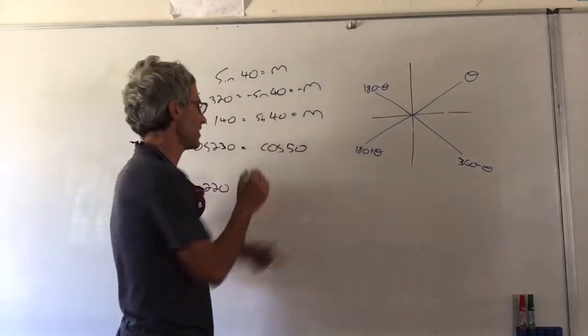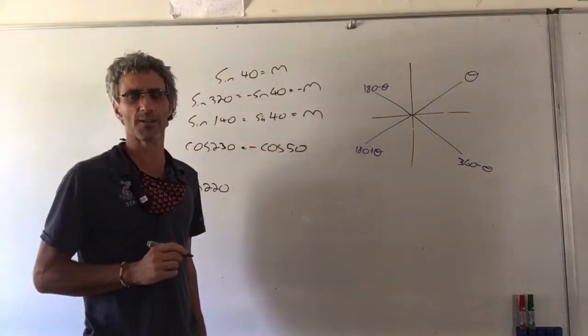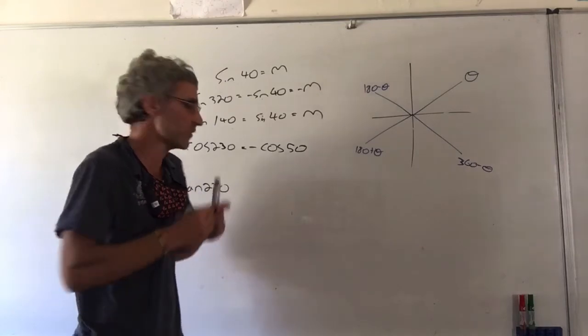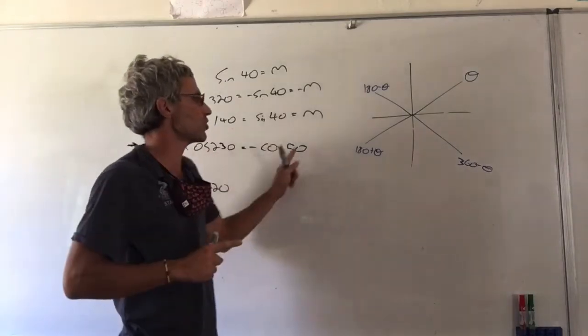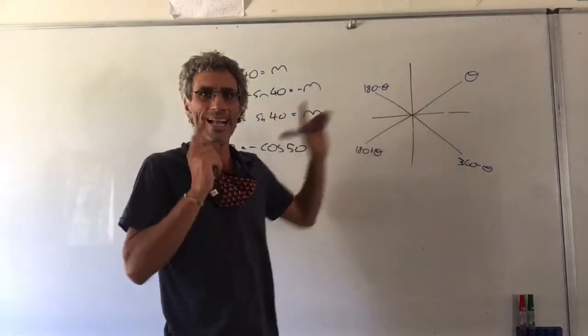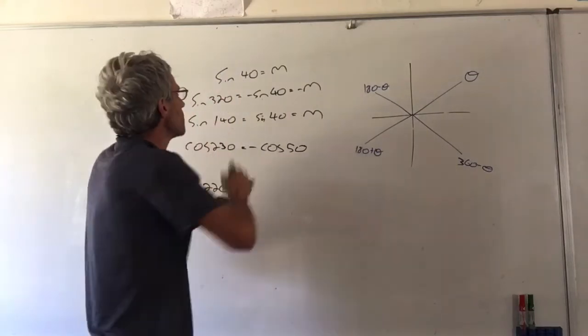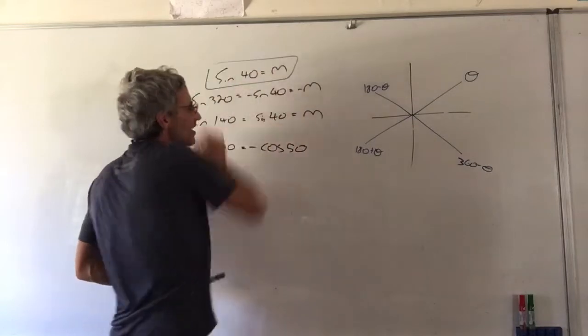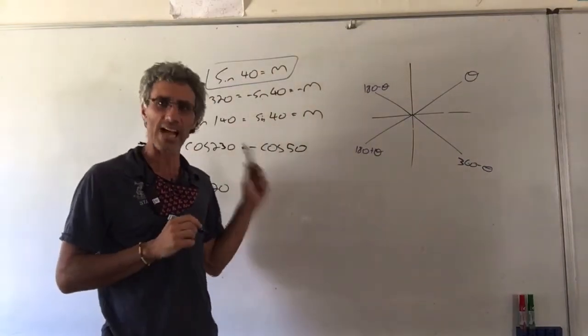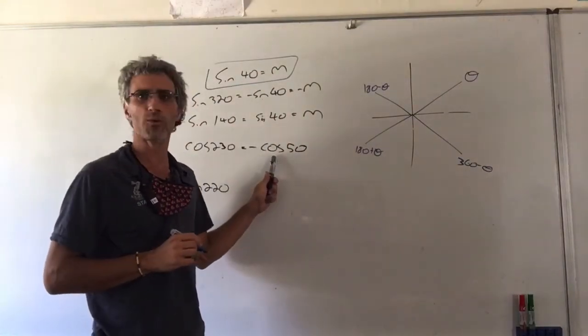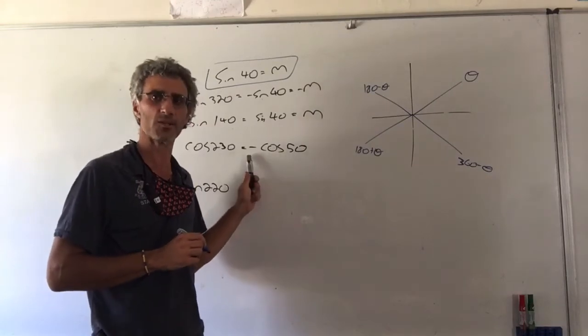Well, cos is negative here, right? Sine, so it's going to be minus cos 50. So I first of all reduced it to an angle in the first quadrant. Now I'm in a bit of a problem because the value that I've got for m is sine 40, not cos. But I'm stuck here with cosine 50, or in fact minus cosine 50.